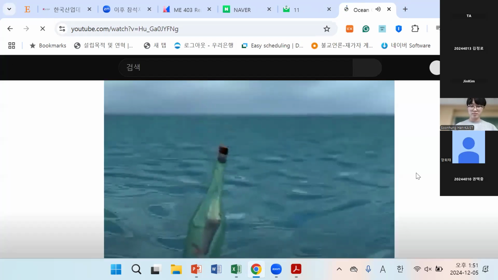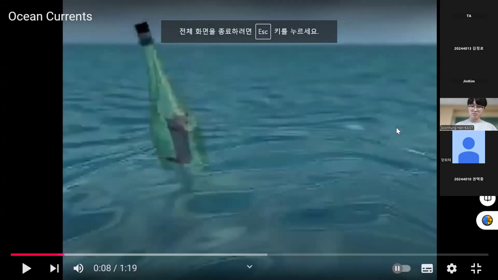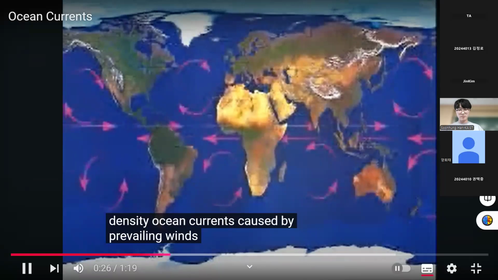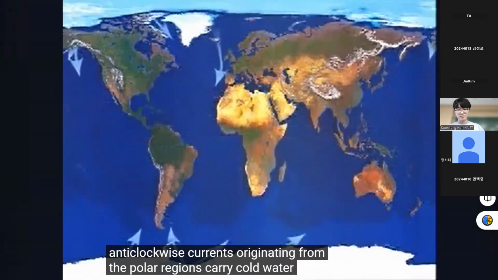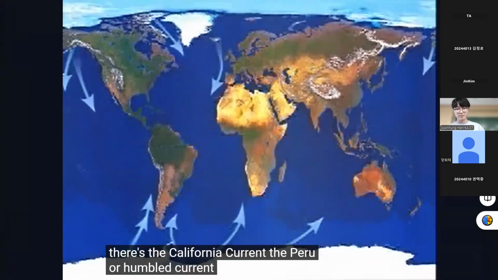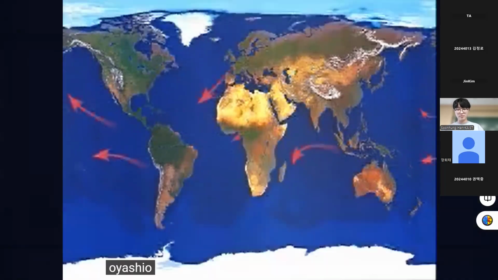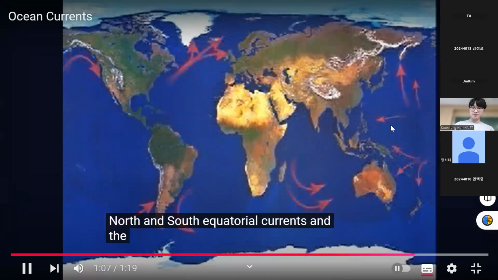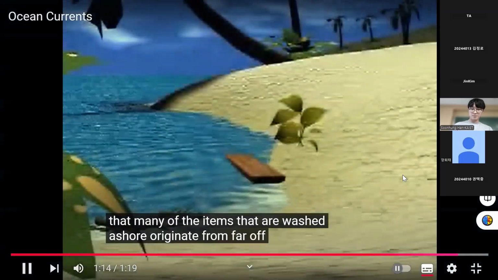We hear about strange things from distant places being washed up on our shores all the time, but how do they get there? Ocean currents are the movements of surface water in the oceans. Their direction is influenced by many factors, including the rotation of the Earth and the size and shapes of the continents. Ocean currents caused by prevailing winds are called drift, and in the southern hemisphere, the currents are anti-clockwise. Currents originating from the polar regions carry cold water. There's the California current, the Peru or Humboldt current, the Labrador, Canaries, Benguela, the Antarctic circumpolar currents, and the Oyashio. Currents originating from the equatorial regions include the Brazil current, the North and South equatorial currents, and the Kuroshio. So perhaps it's not so surprising that many of the items that are washed ashore originate from far-off places, thousands of miles away.